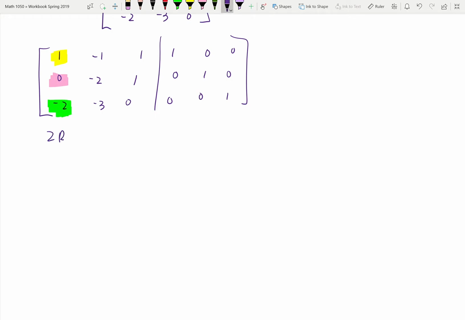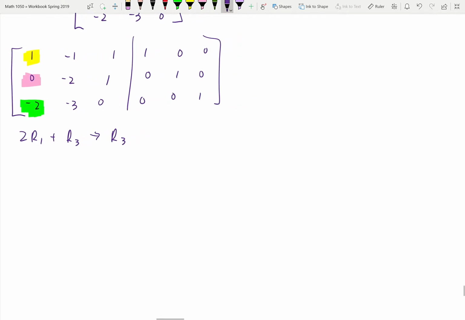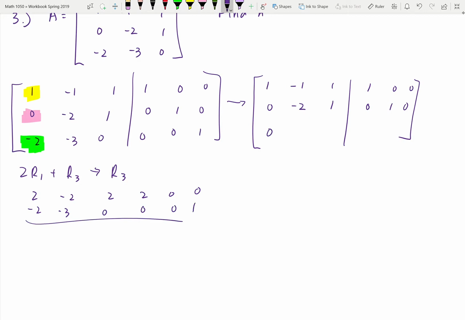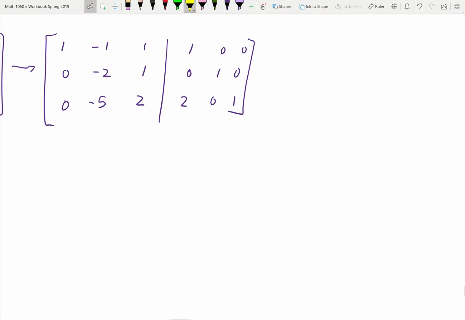So I'm going to go 2 times row 1 plus row 3 becomes my new row 3. Row 1 is not going to change. Row 2 is not going to change. Distributed 2 across the top, 2, negative 2, 2, 2, 0, 0. Put row 3 underneath it. Add those together and I get 0, negative 5, 2, 2, 0, and 1. This is a good one to do because it's going to be kind of tough.